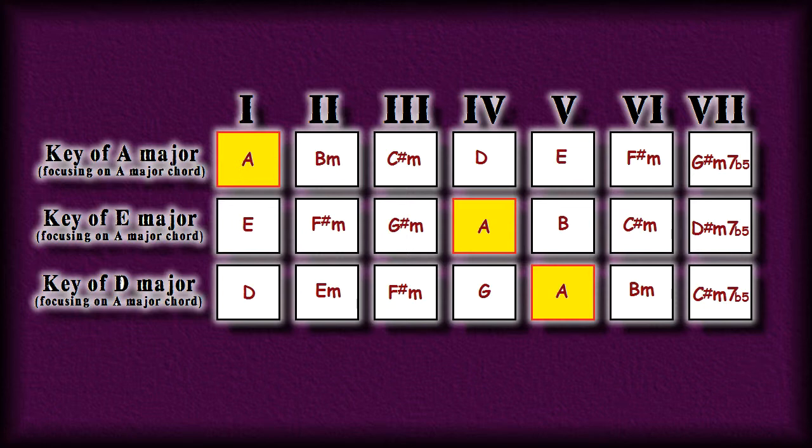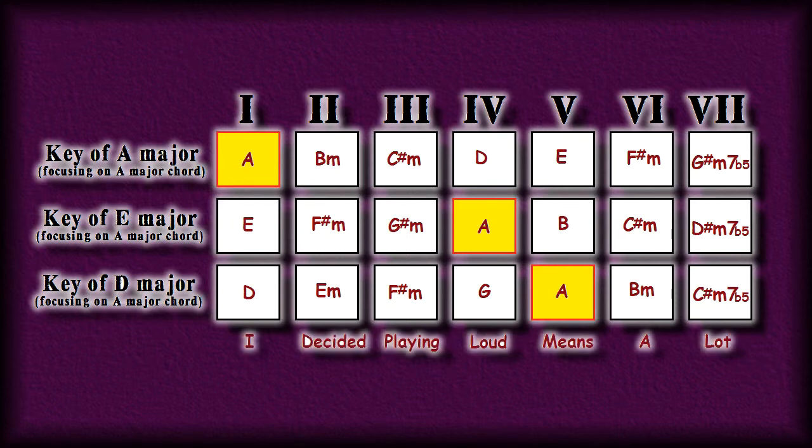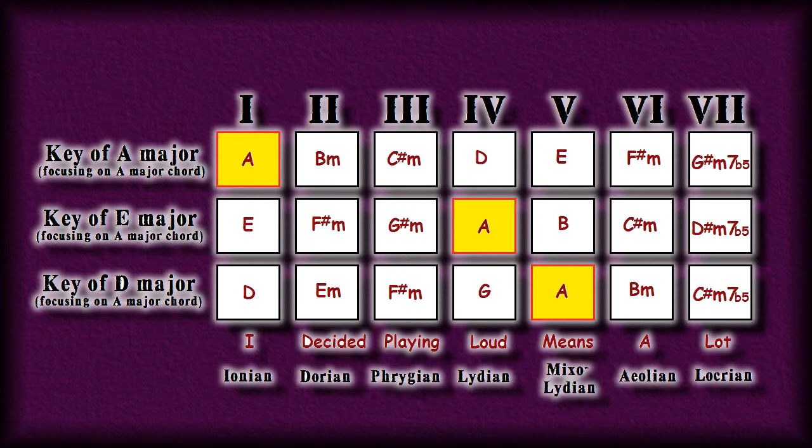So let's have a look and see how this relates to the whole business of modes. Now you may remember that last time we looked at a useful little aide-memoire for remembering the mode names. It goes, I decided playing loud means a lot, which corresponds to the modes of Ionian, Dorian, Phrygian, Lydian, Mixolydian, Aeolian and Locrian, or some people say Locrian.